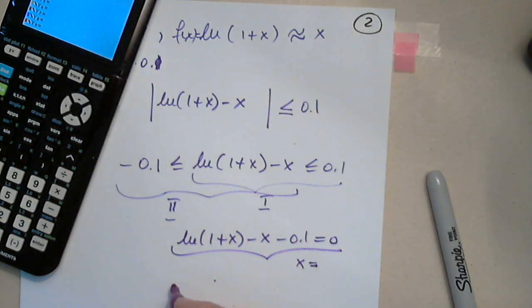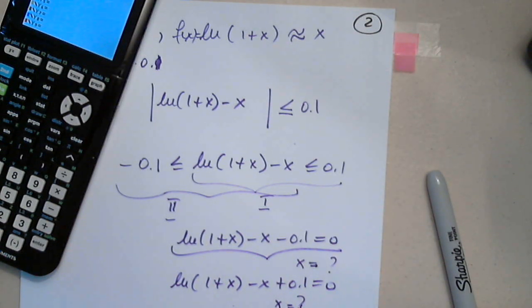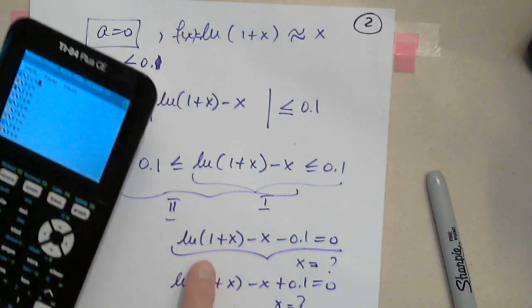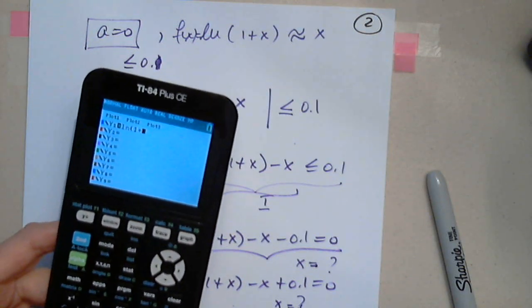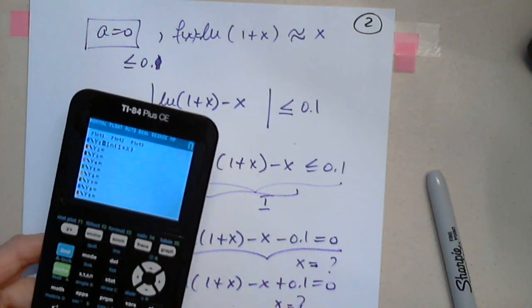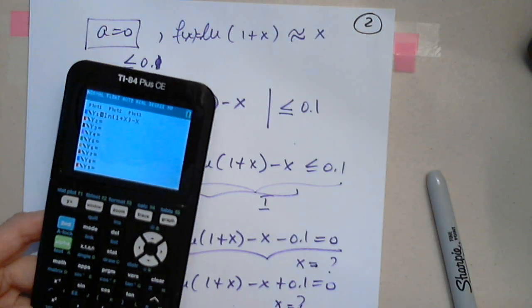So this is what I'm trying to solve for x. And then I'm trying to solve the other one, natural log of 1 plus x minus x plus 0.1 equals 0, and get x, whatever that is. So I will put these in the graphing calculator. So I'll start with this, natural log of 1 plus x, and then minus x, and then minus 0.1.